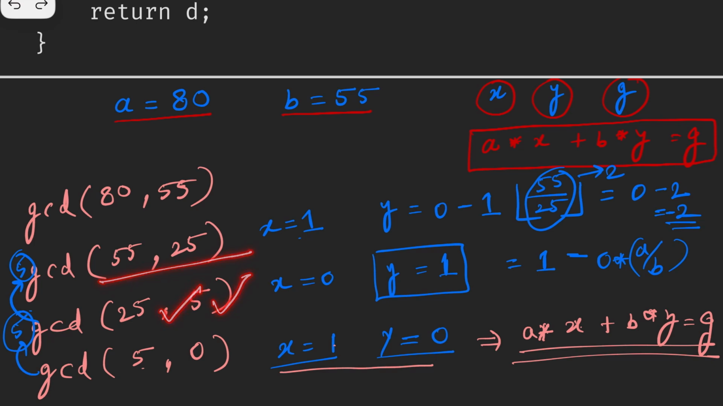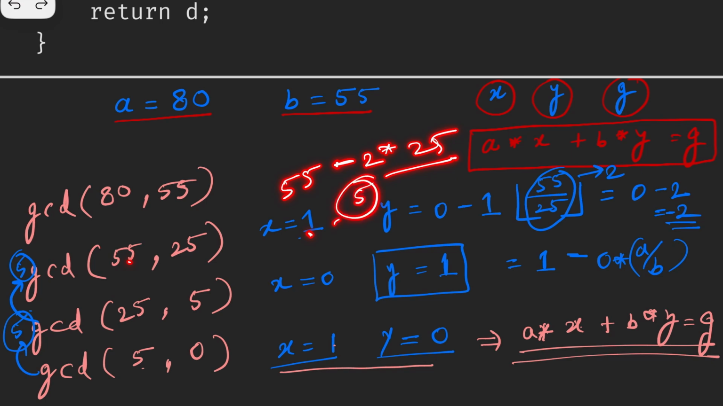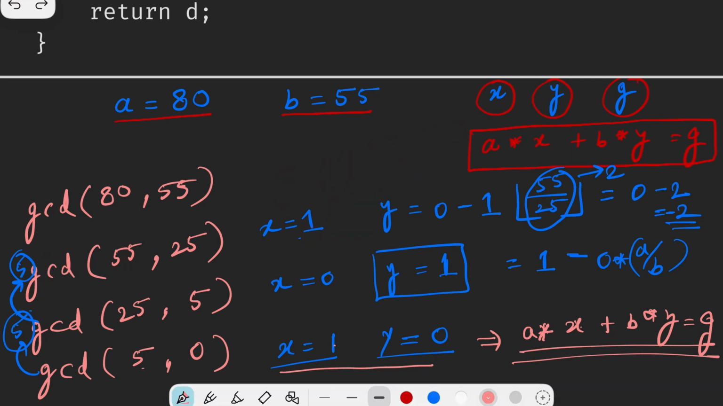Similarly for here, we have x as 1. So we are multiplying a by x, which will be 55. Then we have y as minus 2 into 25. 25 is our b. So this will be 5 again. Right? And GCD is 5. This condition will hold true for all of them. Again, this function call will return 5. This will also update the value of x and y.